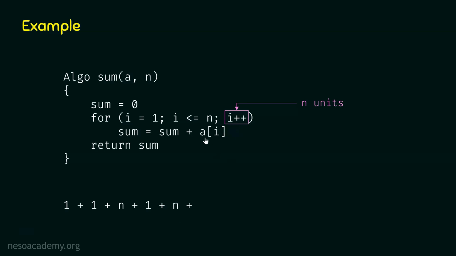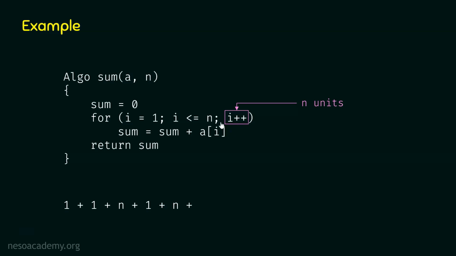Now what about this statement, sum equal to sum plus ai? This is one statement, but in this statement we have a total of 2 instructions. Here we are performing the addition operation and we are also assigning the result of sum plus ai to sum. So there are a total of 2 instructions. Now how many times do you think this statement will execute? This entire statement will execute n times because of the same reason which we saw in case of I++.